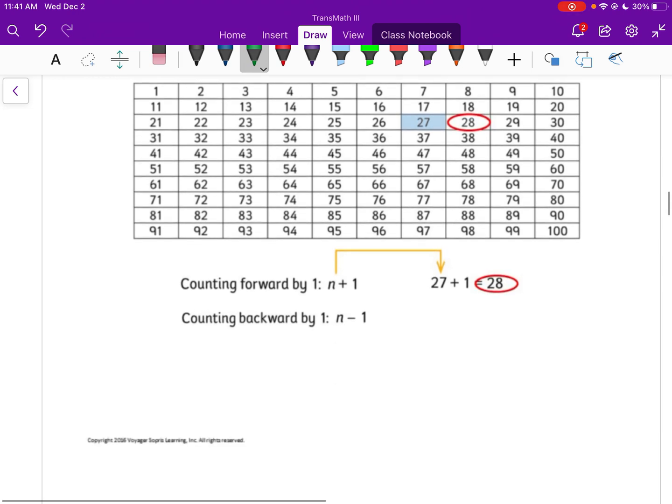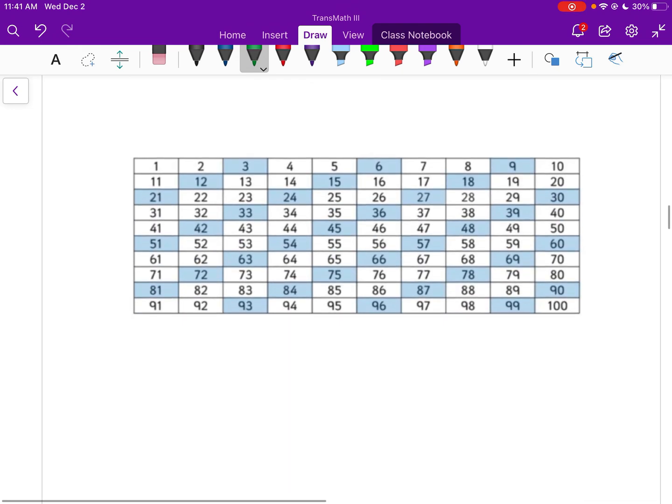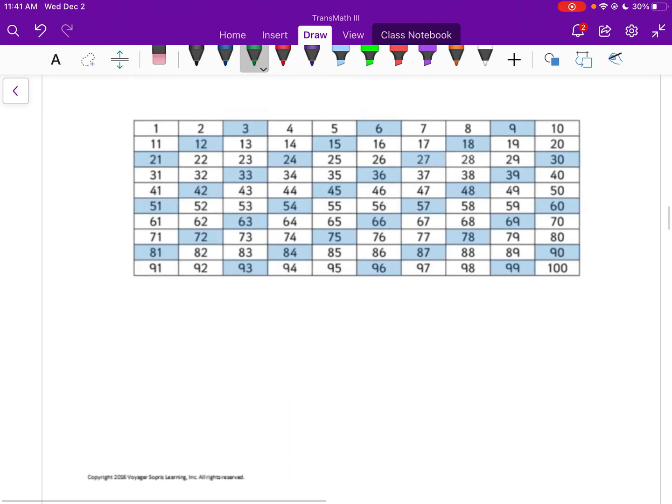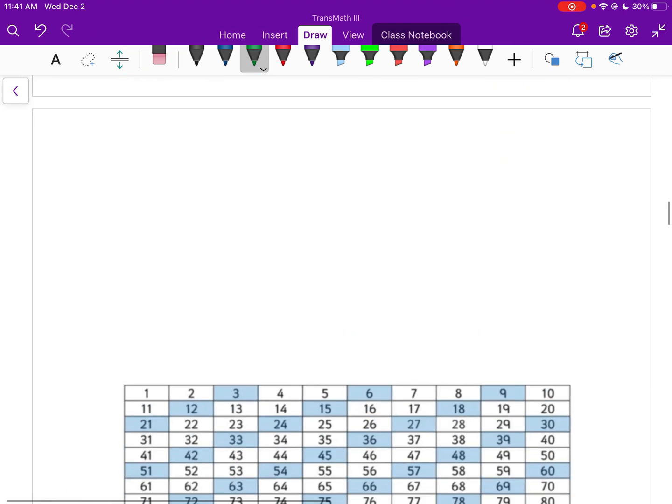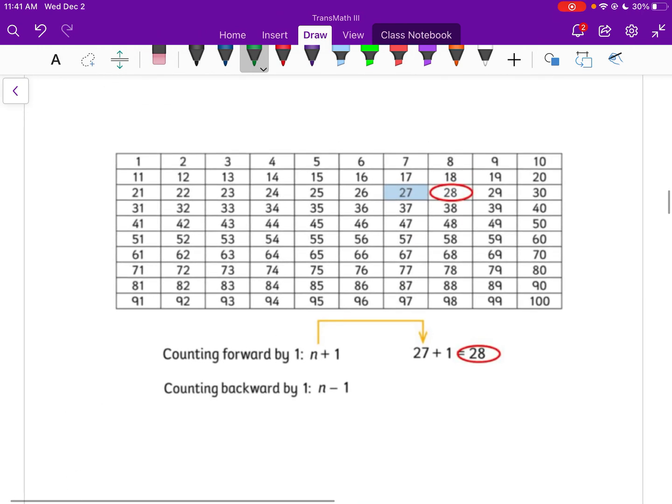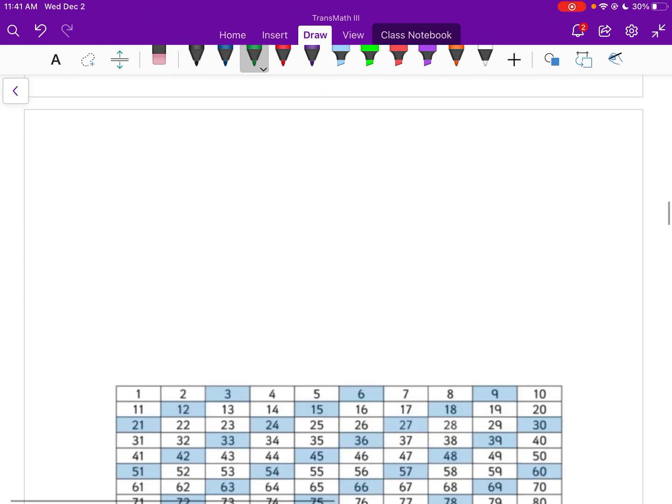Now, counting backwards, N minus 1. Let's say we start at 100, 100's our start, and you subtract 1. Oh, this is a different grid. Well, in that one, you could say N minus 1, that would be just counting backwards.